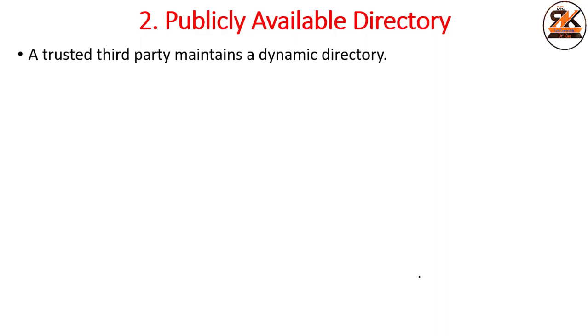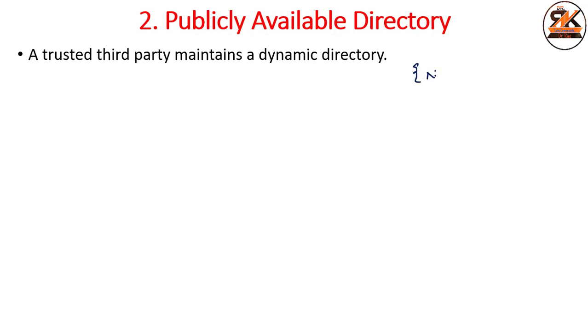Then you have the next approach, that is the publicly available directory. In this approach, a trusted third party is involved, and that trusted third party maintains a dynamic directory. The directory will have a tuple with two entities: one is the name of the participant, and the other is the public key of that participant. There is an entry for each participant, and this directory is maintained by the third party. So in the directory you will have a tuple like this.